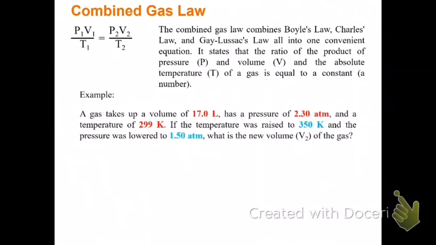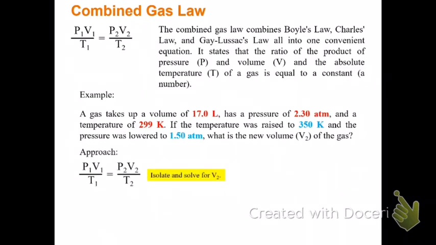So how do we use this equation? Let's look at an example. A gas takes up a volume of 17 liters, has a pressure of 2.30 atmospheres, and a temperature of 299 kelvins. If the temperature was raised to 350 kelvins and the pressure was lowered to 1.5 atmospheres, what is the new volume of the gas?